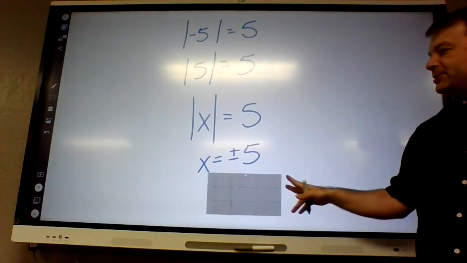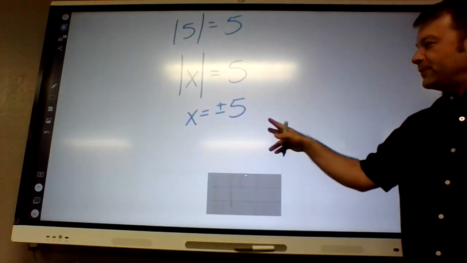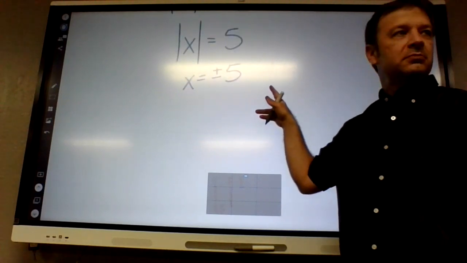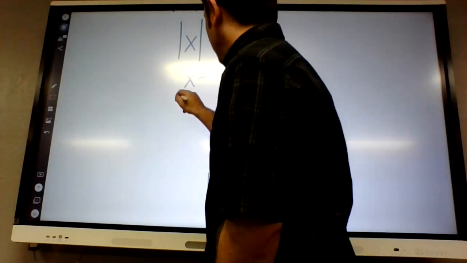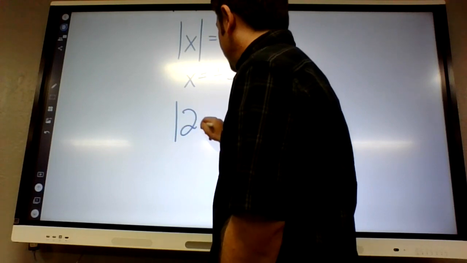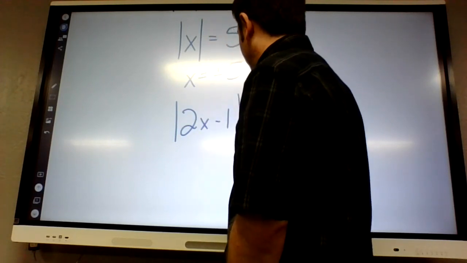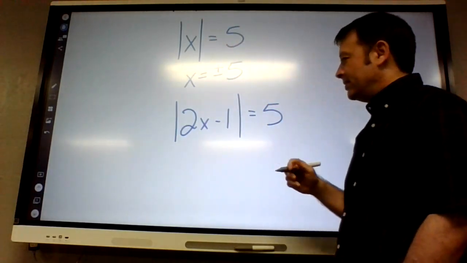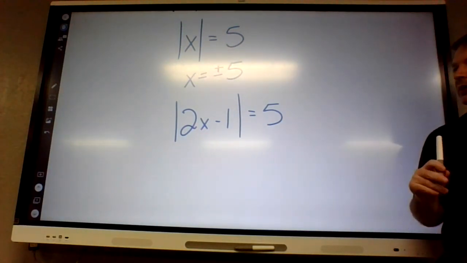Okay, is this ringing some bells? A little bit. Kind of ringing. Okay, so let's amp it up a little bit. What if I stick with the 5 theme? The absolute value of 2x minus 1 equals 5. How do I figure that out?